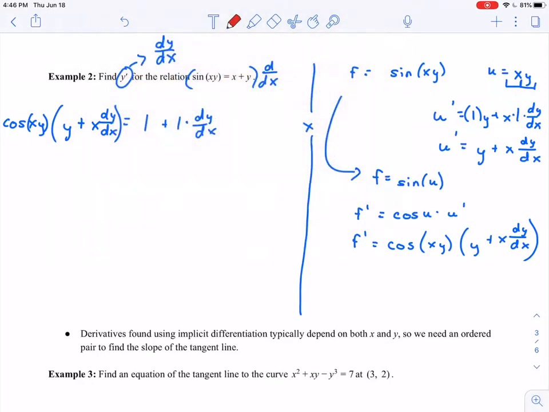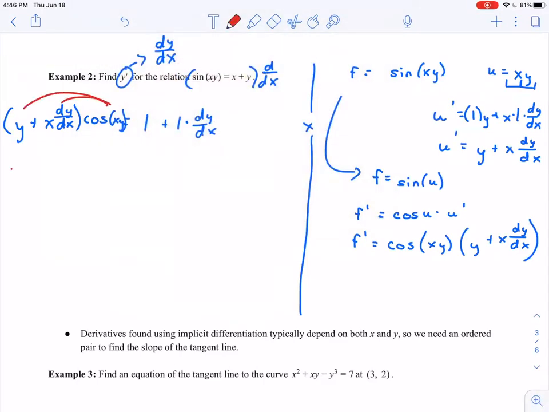On the left-hand side, I'm going to take cosine of xy, and I'm going to distribute it here. Actually, I don't like it. You know what? I'm going to rewrite this. I think that looks kind of ugly the way it is. I'm just going to switch the order that these two are being multiplied. I apologize, but I think this is going to make the problem a little bit easier. So we'll say y plus x dy over dx times cosine of xy. There we go. All right, so now I'm going to go ahead and distribute this cosine of xy.